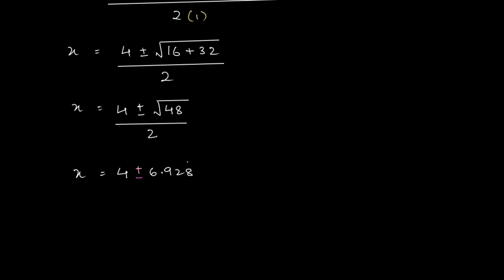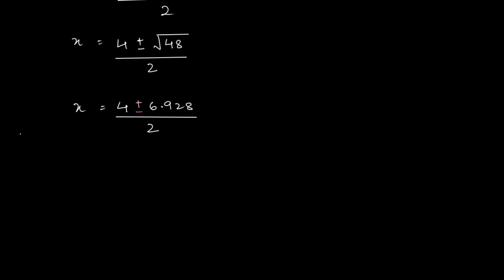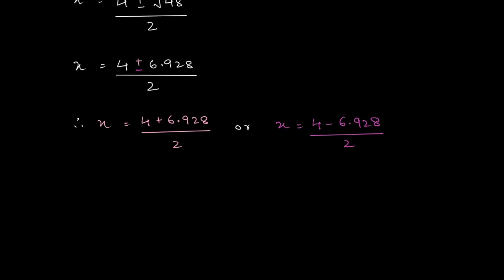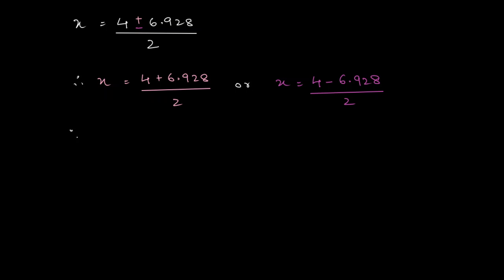Right, so one root will be 4 plus 6.928 upon 2, and the other root will be 4 minus 6.928 upon 2. So let's start solving that. So the first root we have will be, therefore, x is equal to 4 plus 6.928 upon 2, or the second root will be x is equal to 4 minus 6.928 upon 2, right?